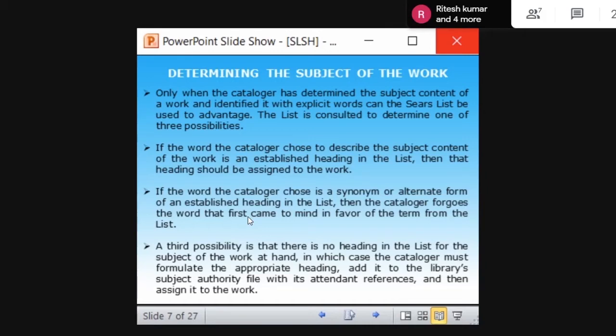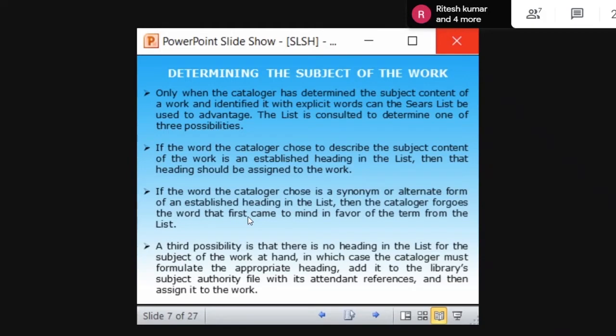I am giving an example only. So you can take users. You have to forego what you had thought, take users, and you can always give see also references to patrons. A third possibility is when there is no related term in the list. So you have identified a new topic, a new heading, a new aboutness.